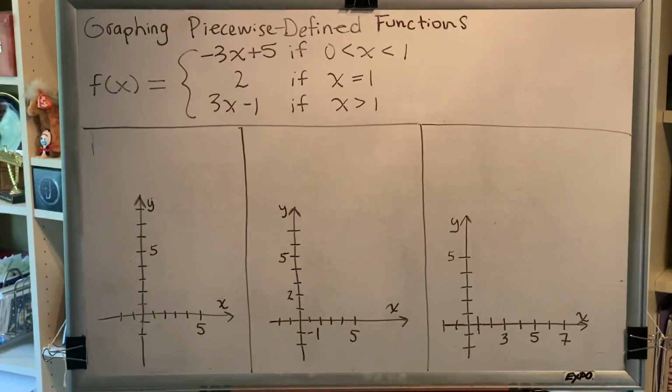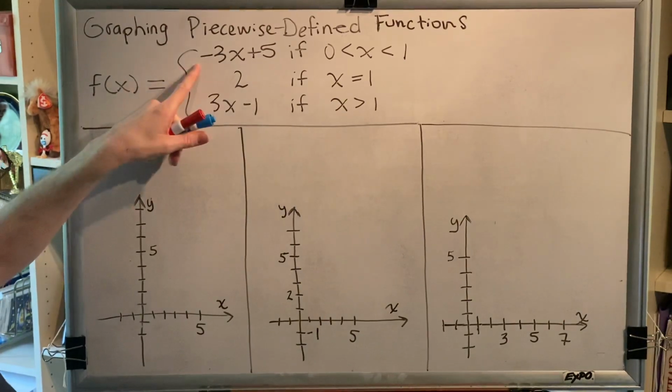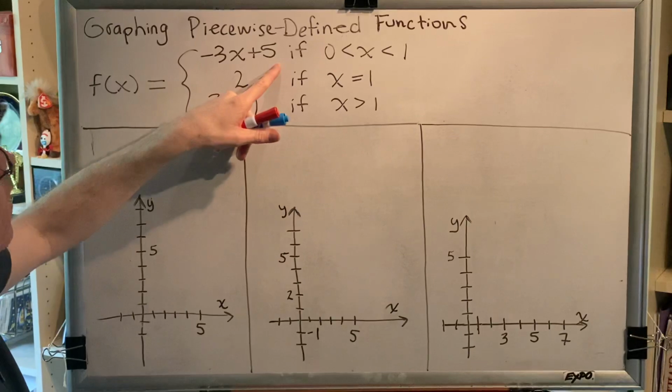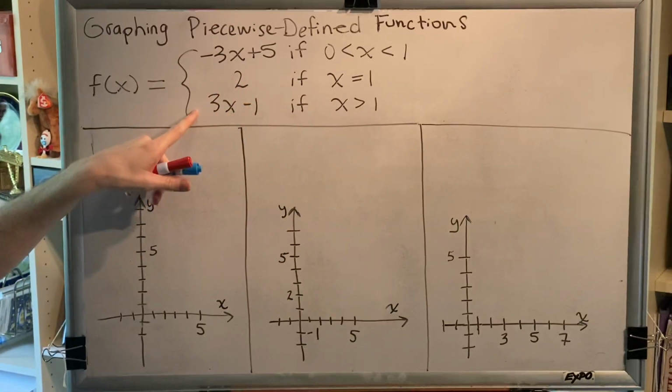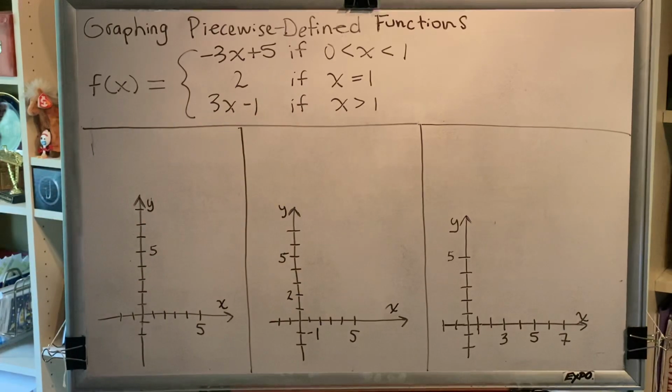The topic of this video is graphing piecewise defined functions. Let's look at a problem. f of x equals negative 3x plus 5 if 0 is less than x is less than 1, 2 if x equals 1, 3x minus 1 if x is greater than 1. All right, so let's go through the steps.